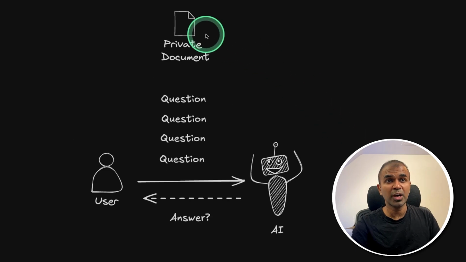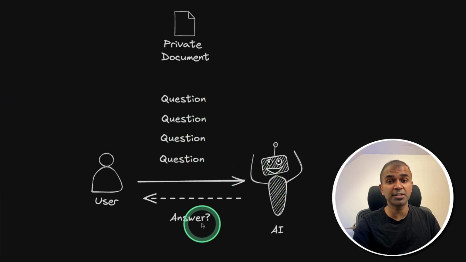And what if you have a private document or private data within your own company, and you have multiple questions to ask this AI, and how can we process this much quicker? If it's one question, it's easy. What if it's 1,000 questions to ask?